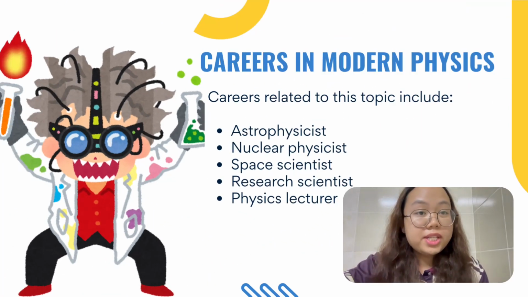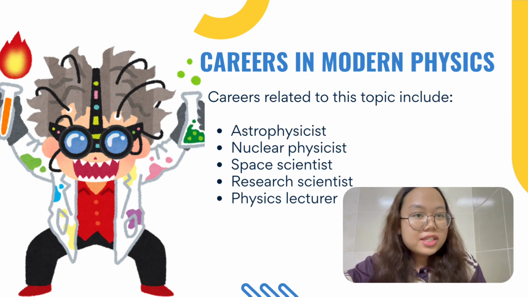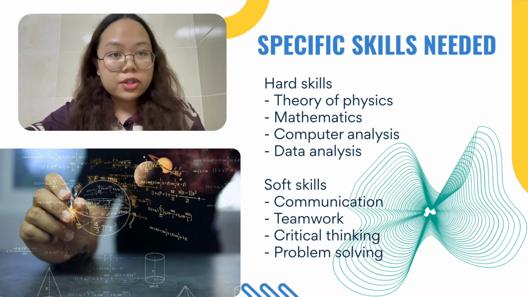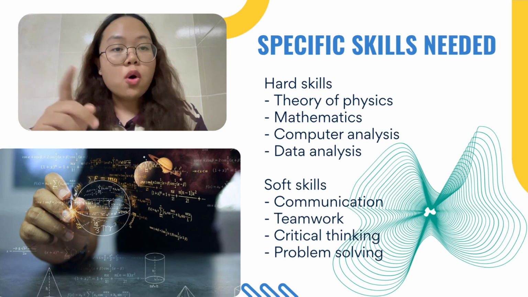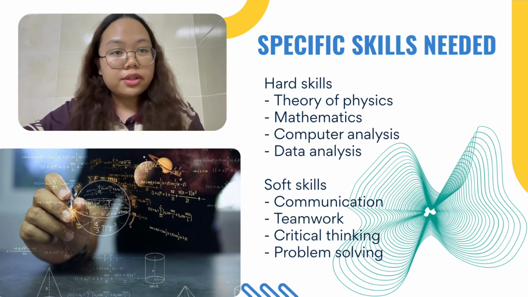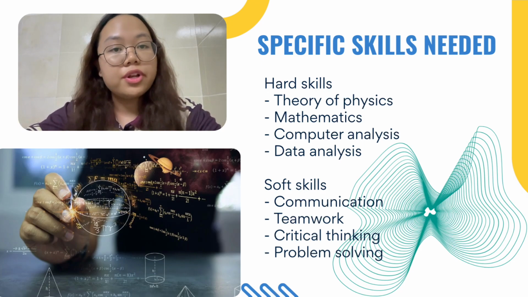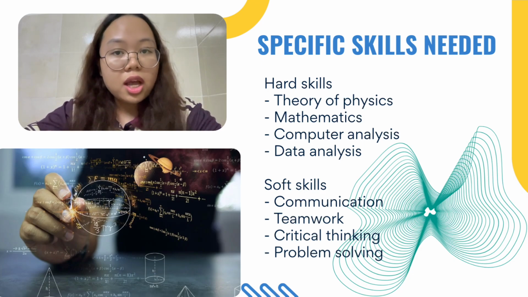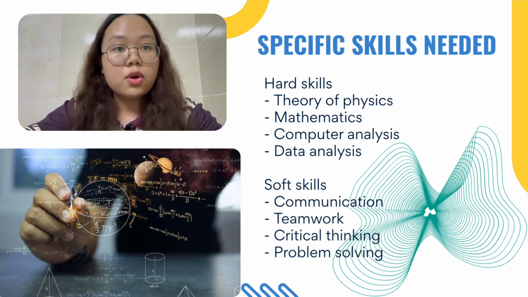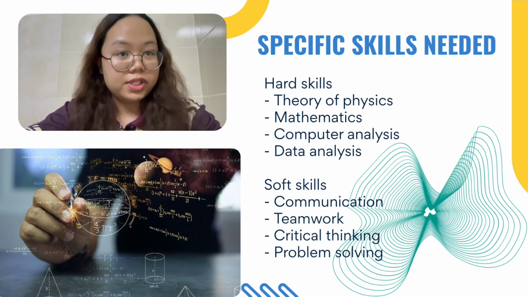Areas that we can relate to this topic are astrophysics, nuclear physics, space scientists, research scientists, and physics lecturers. These are specific skills that we need to make sure the objective of this field is reachable. We have two types of skills, which are hard skills and soft skills. For hard skills, we need to understand the theory of physics, especially modern physics. Not only that, mathematics also plays a crucial part in this study. Other than that, computer analysis and data analysis are also important skills that we need to make sure all the resources successfully achieve the objective of the study.